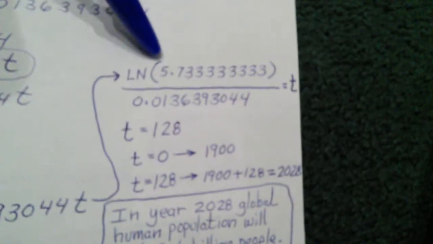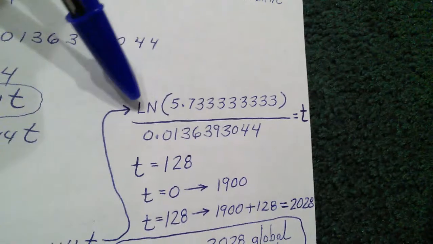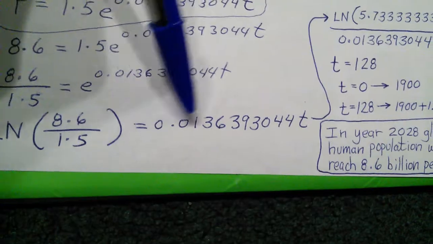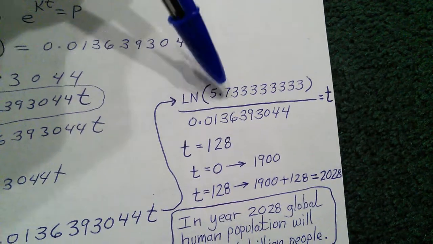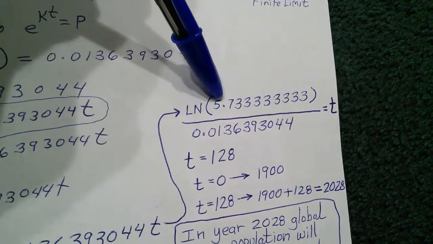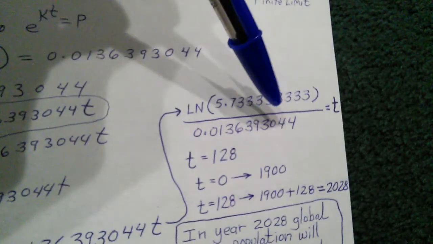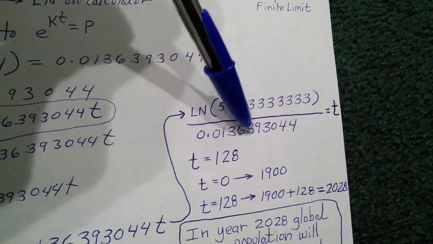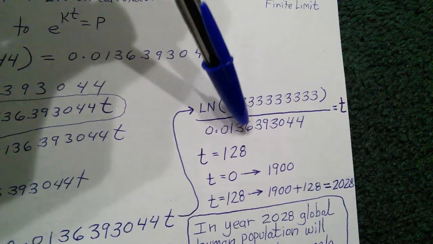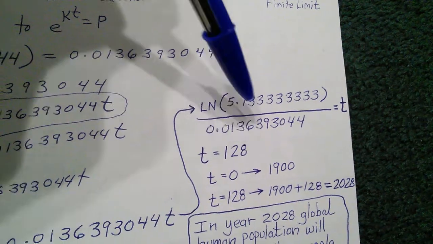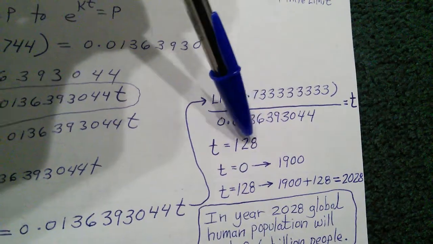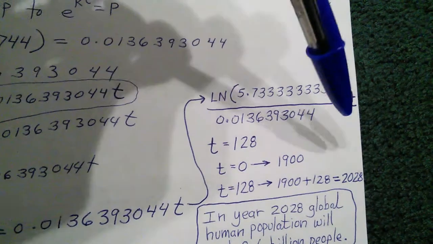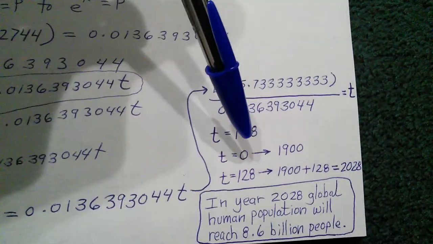8.6 divided into 1.5, that would be this 5.733. We get the natural log of that divided into this k here because we've eliminated the e by multiplying both sides by natural log. So we're left with an algebraic expression. So when you take the natural log of the ratio divided into the k, then you will get the t, 128.